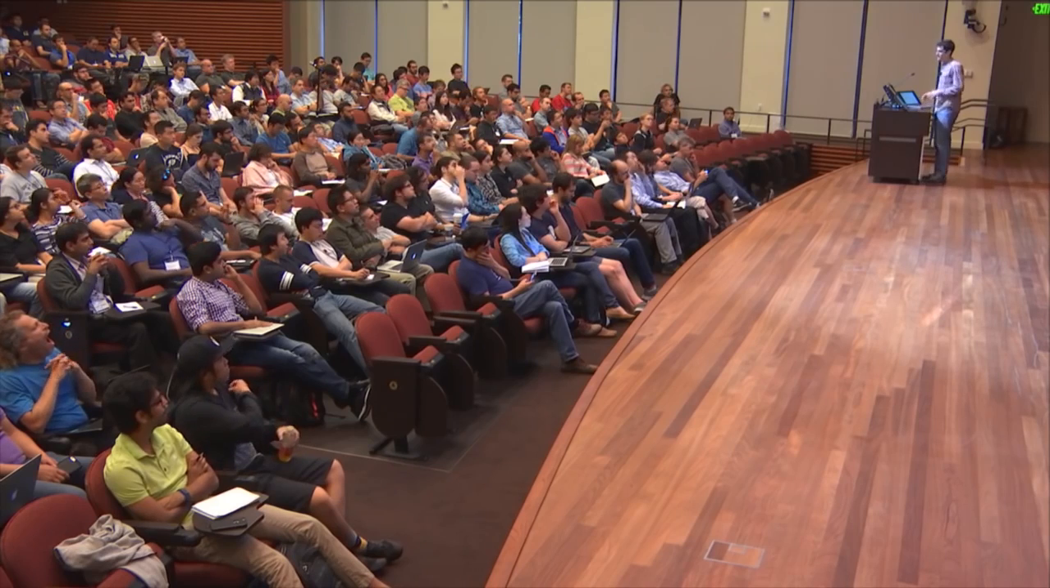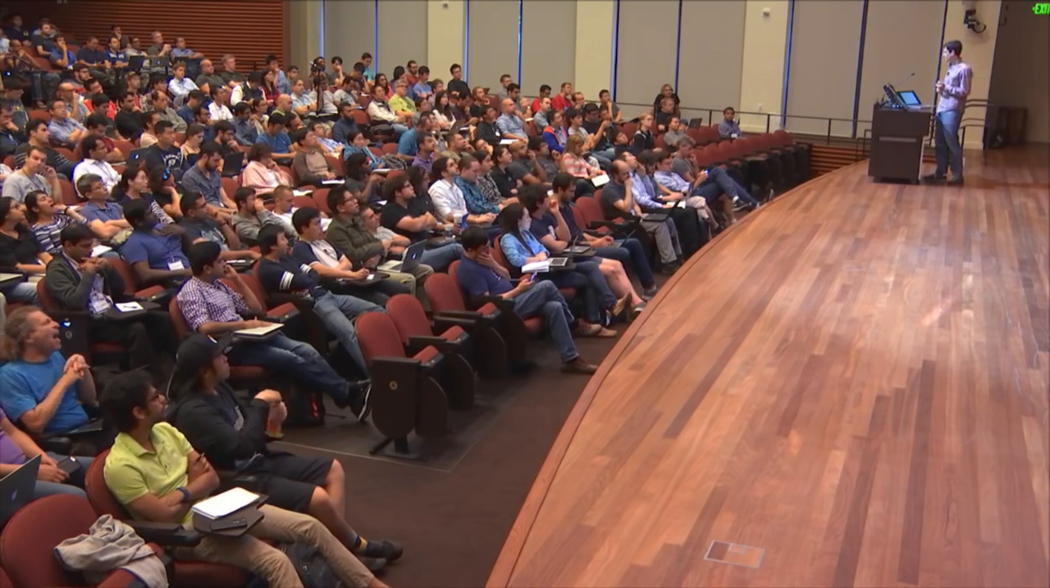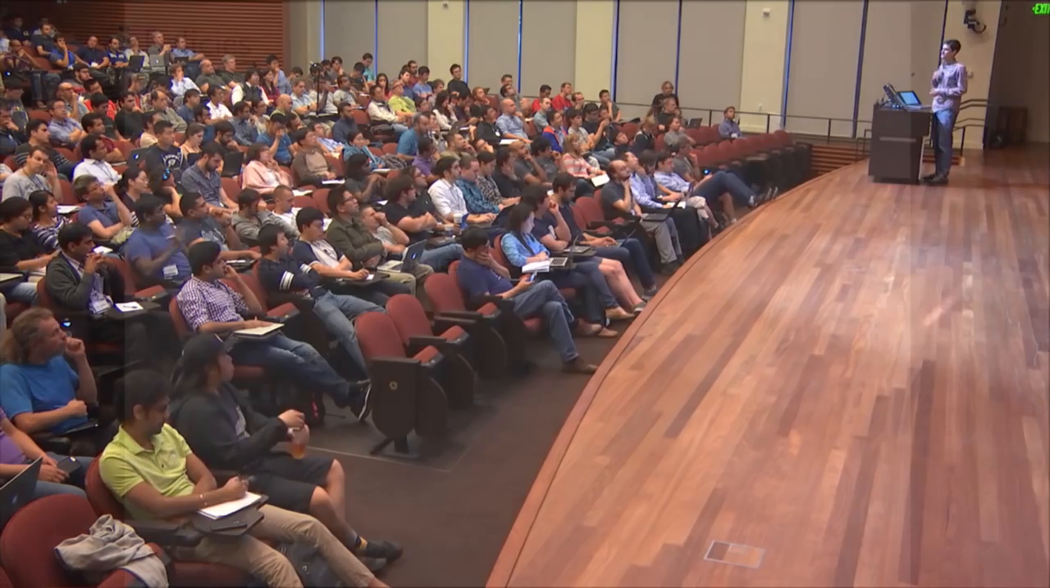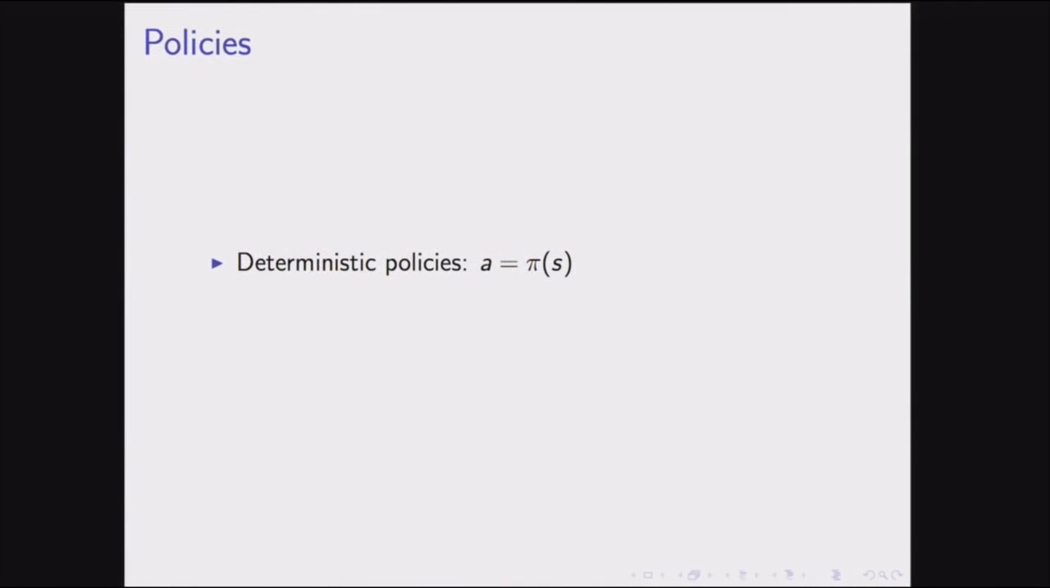Okay, and the last object we're going to introduce here is a policy. So the policy is just the function that the agent uses to choose its actions. So we have deterministic policies, where the policy is denoted by pi, so the action is just some function of the state. And we also have stochastic policies, where the policy is a conditional probability distribution.